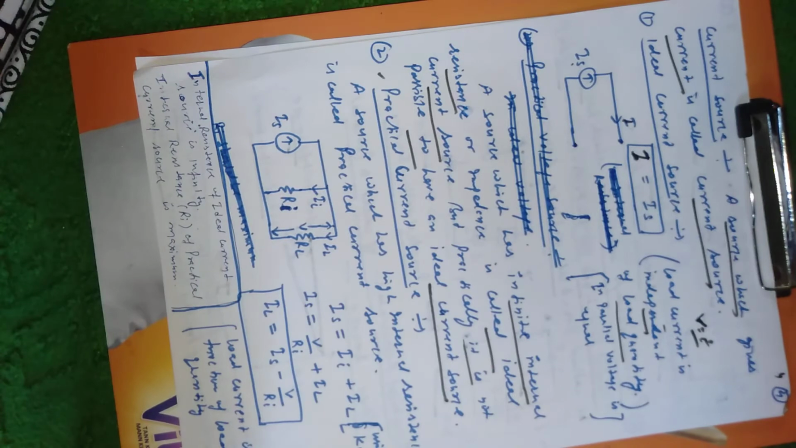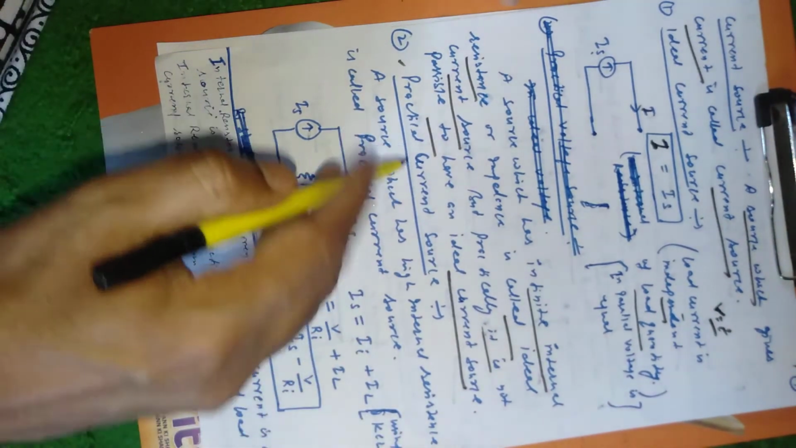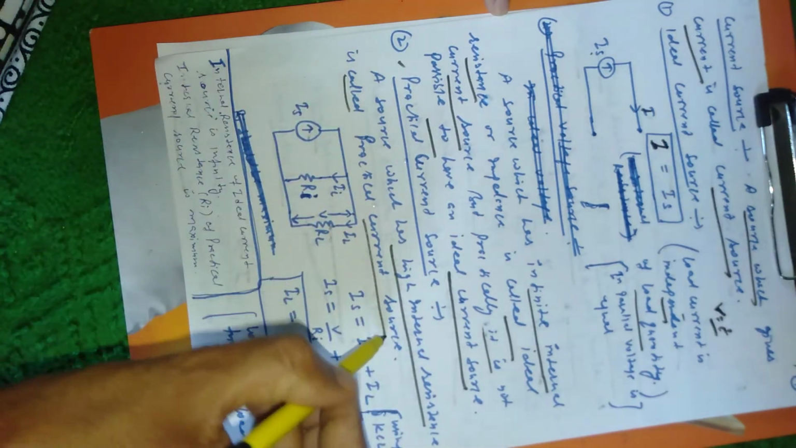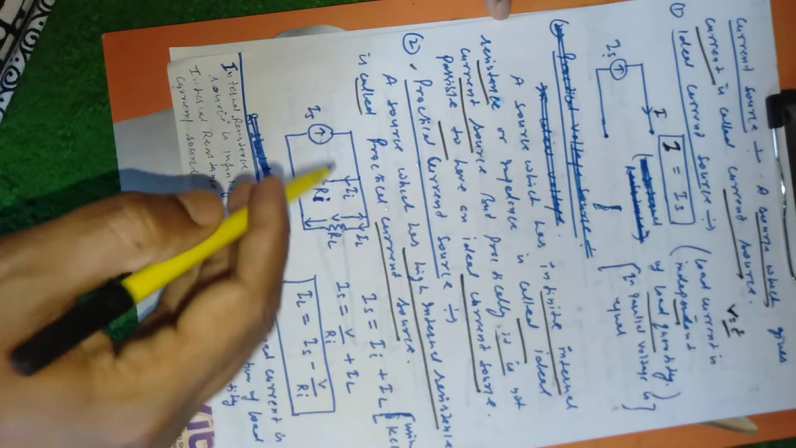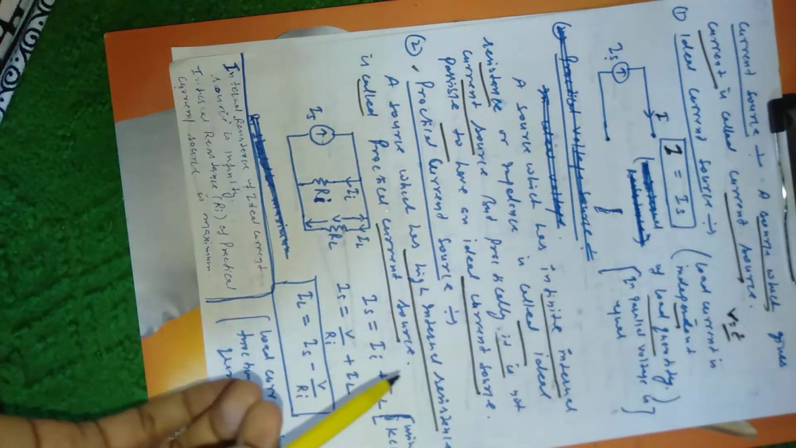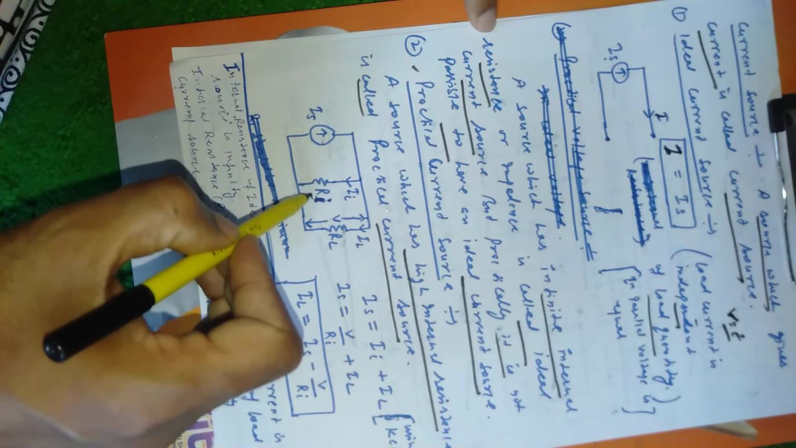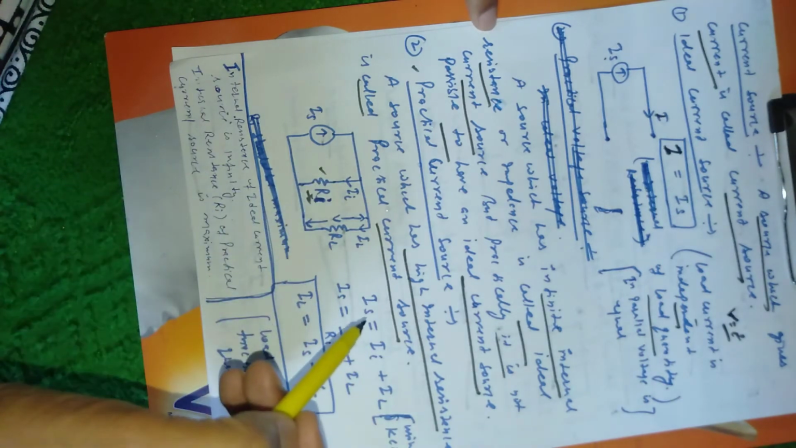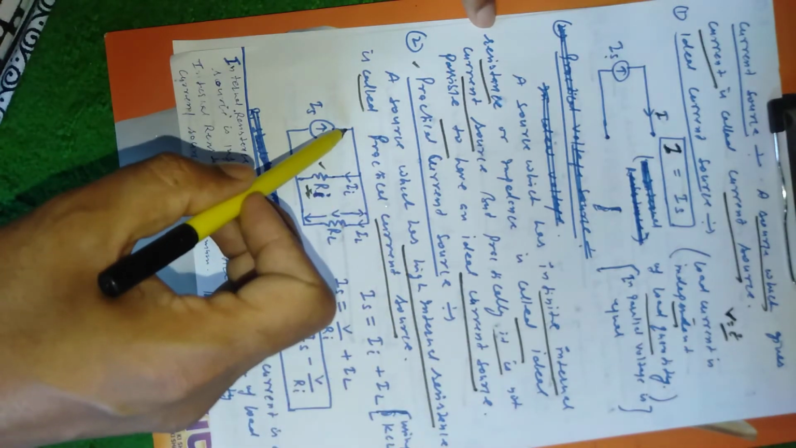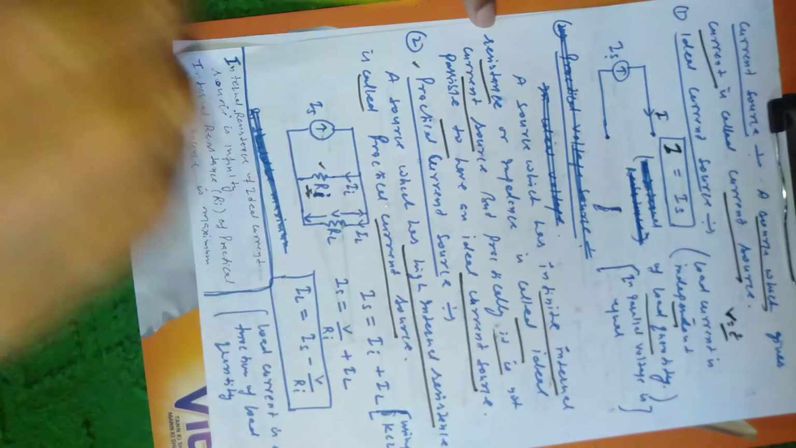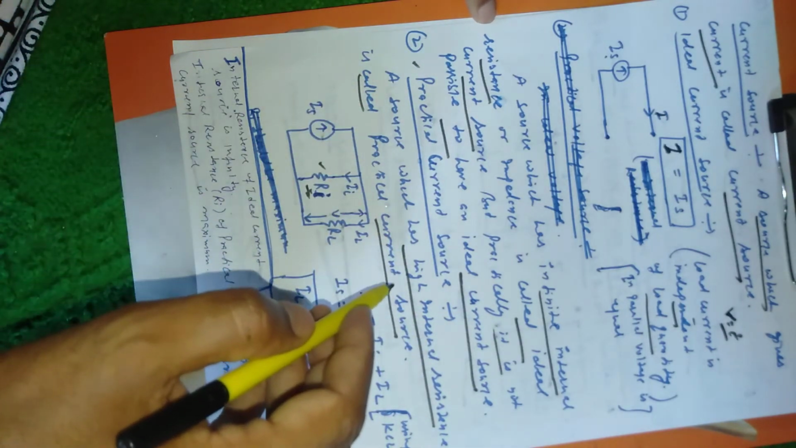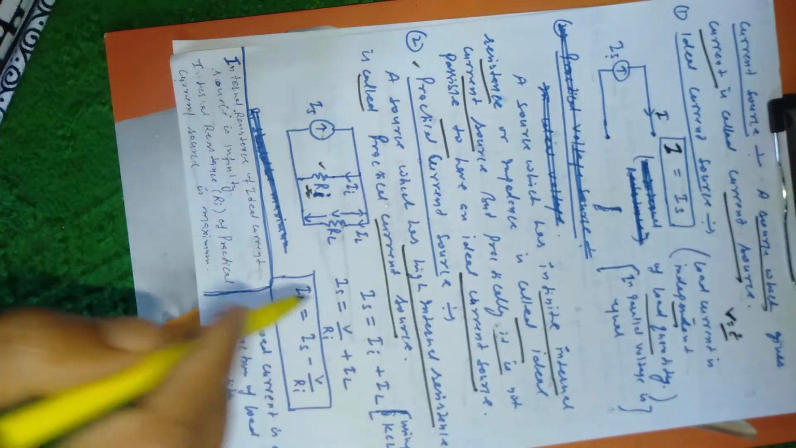Okay, and second is the practical current source. A source which has high internal resistance is called the practical current source. You can see in this diagram the difference between practical current source and voltage source: in the case of current sources, the resistance is in parallel, and in the voltage source it is connected in series.